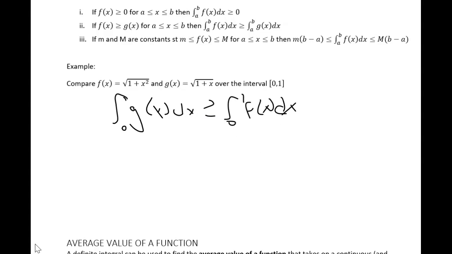All right, this is going to be the end of part 2 of the video notes. In the last part, we're going to take a look at the average value of a function using the definite integral.